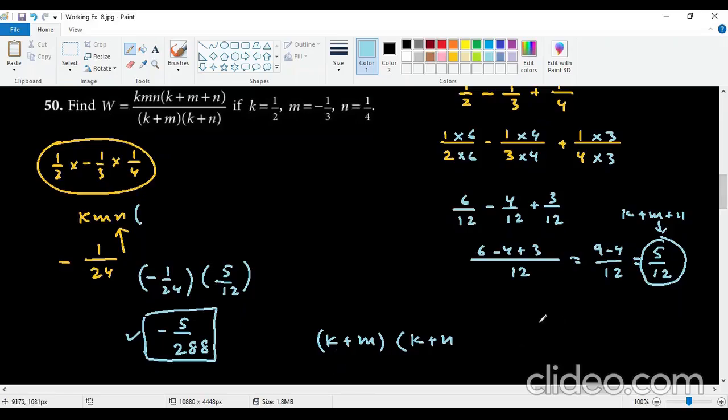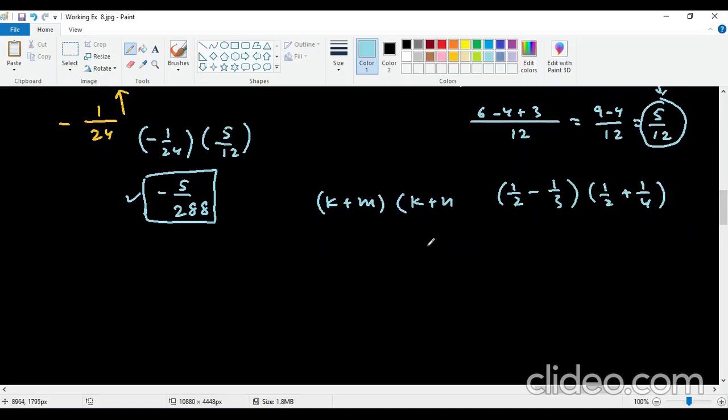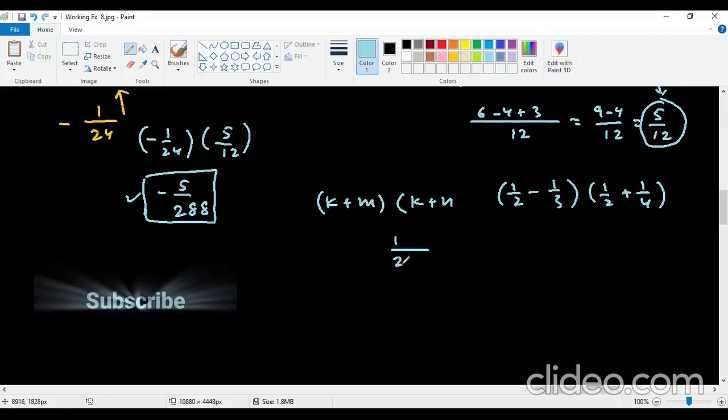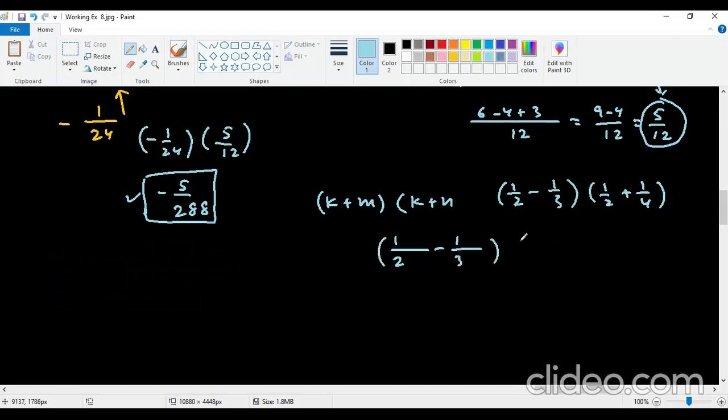So the k value is 1 over 2, plus the value of m, which is negative 1 over 3. I'm writing negative 1 over 3 like this, putting this in the bracket. The value of k once again is 1 over 2, added to the value of n, which is 1 over 4. So now I'm solving this part separately. That means I'm doing the same thing once again. I'm writing this 1 over 2 minus 1 over 3 in the bracket itself, and 1 over 2 plus 1 over 4.